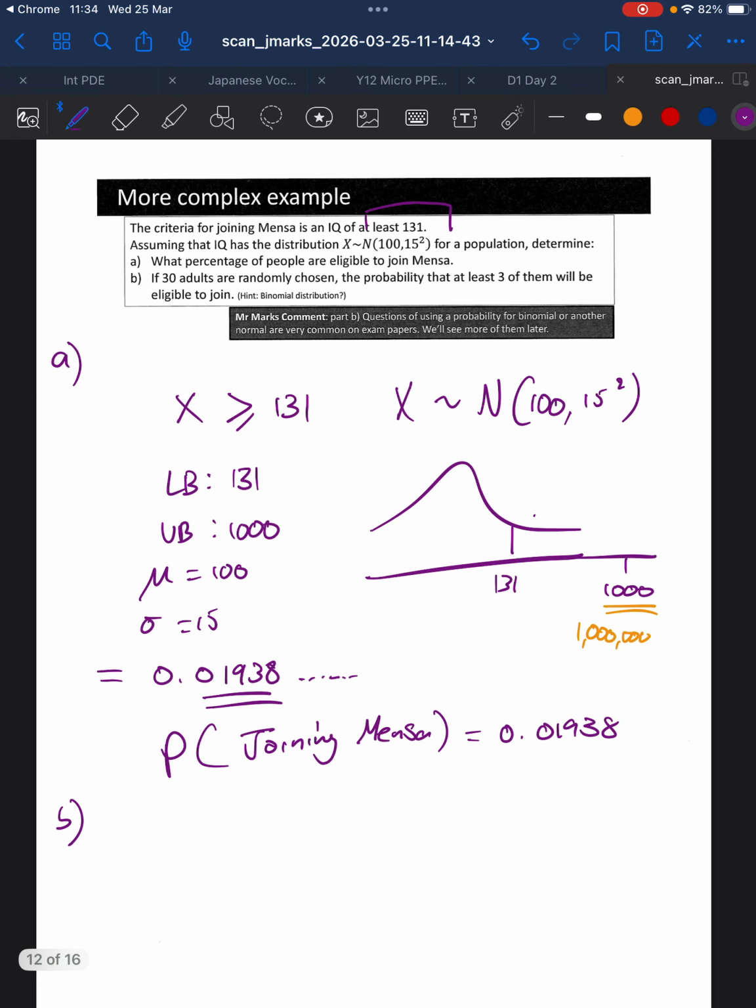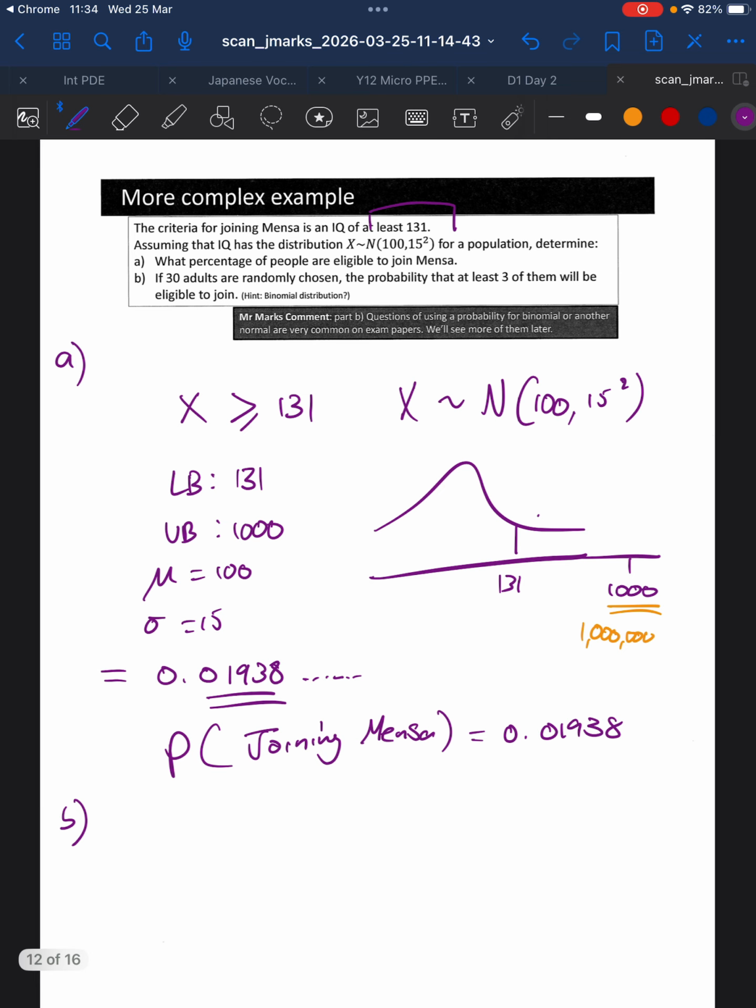Part B. If 30 adults are randomly chosen, 30 is a whole number, isn't it? This is a whole number situation, the number of people. The probability that at least 3 will be eligible to join Mensa. So what's this about? Well, it's recycling a probability from before with a binomial, because let's talk about the distribution of people who can join Mensa. I'm going to give it a different letter now. That will be binomially distributed.